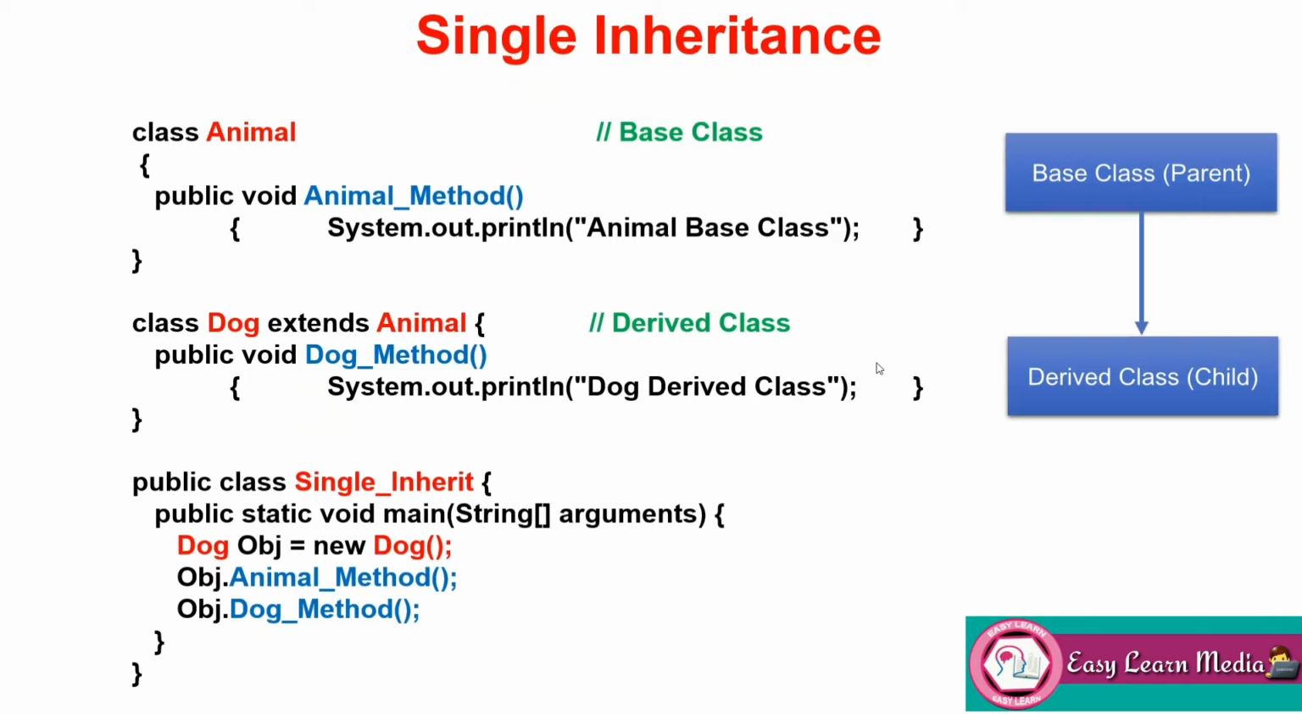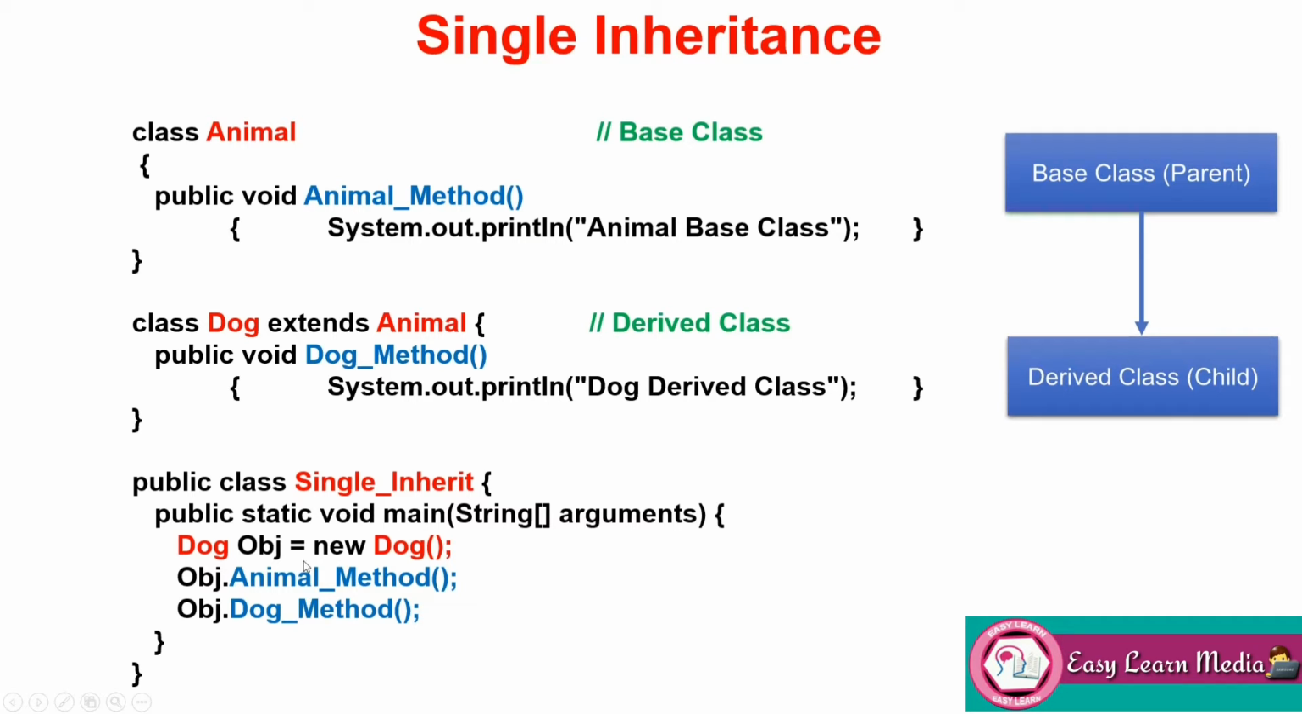Let's have a program for this. This is a sample program for single inheritance. This is a base class, and this base class can be derived to the subclass. This concept can be implemented in code. The parent class is called Animal. This Animal parent class has a method called animal_method. Similarly, we have a child class called Dog, which has a method dog_method. The Animal parent class is inherited with the help of the extends keyword.